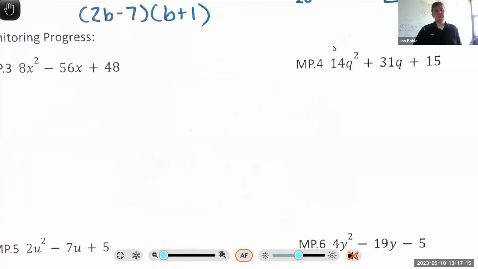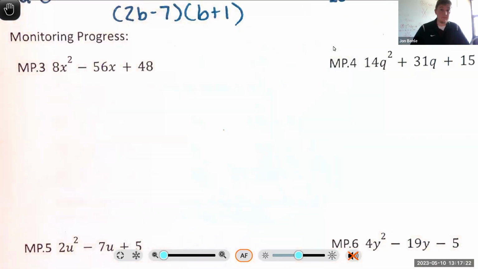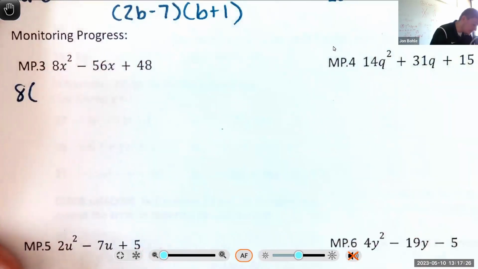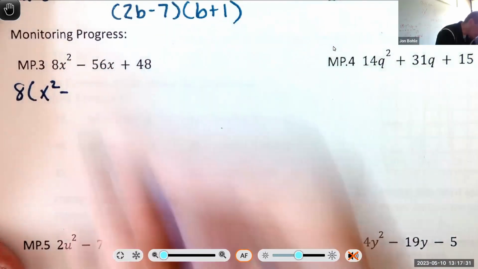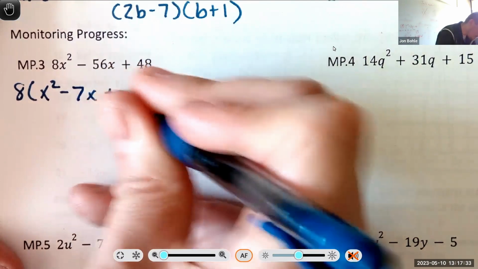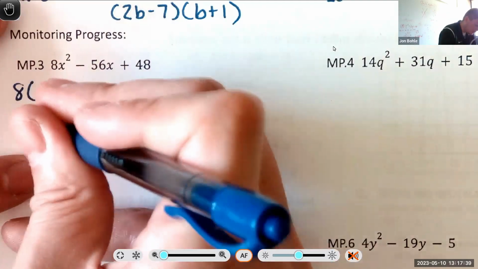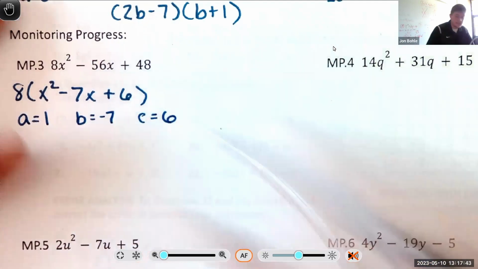So I'm assuming that you've already taken the time to do these problems, and now let's see how you did. First things first, we want to check for a greatest common factor, and this one has one. It has a greatest common factor of 8, and so when I factor out an 8, this is what you get. Hey, this problem got a lot easier because my A value is now 1. So my A value is now 1, my B value is now -7, and my C value is 6.